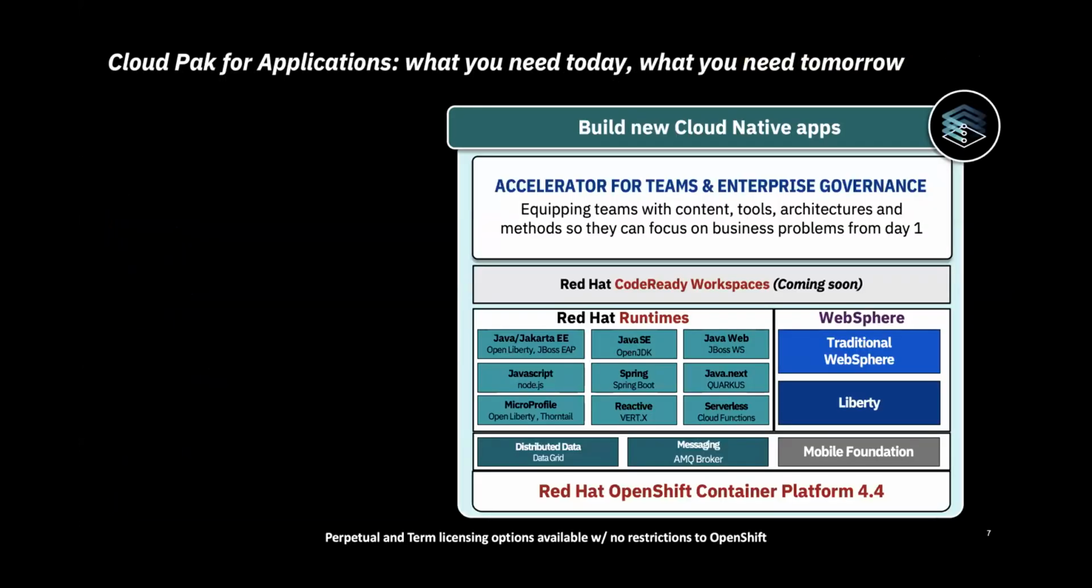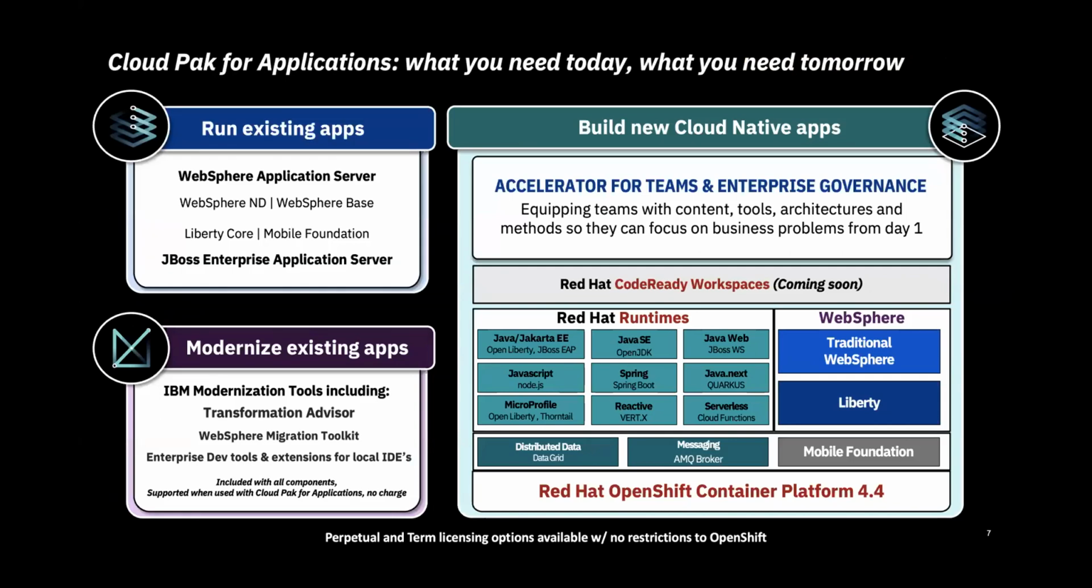So just to quickly break down, the Cloud Pak for applications really comes in almost 3 separate segments. The ability to run existing applications. So in the box, you're entitled to run the traditional WebSphere ND, WebSphere-based Liberty components running in VMs like you do today. It also gives you the ability to run JBoss Enterprise Application Server. So you come with licenses so that you can continue to run what you run today.